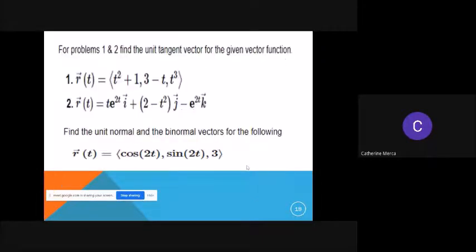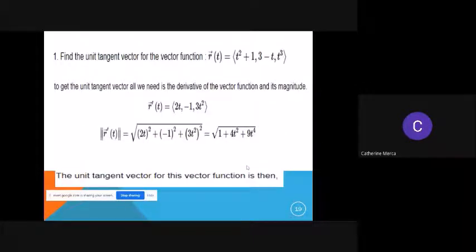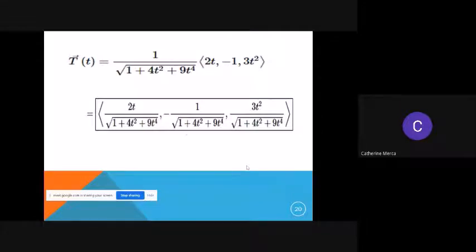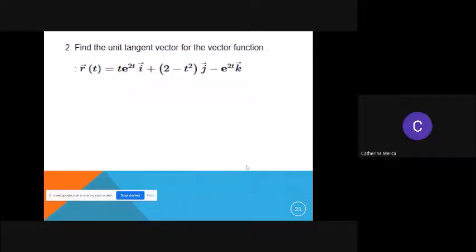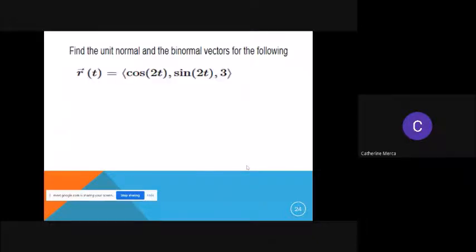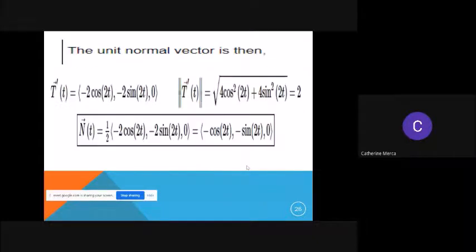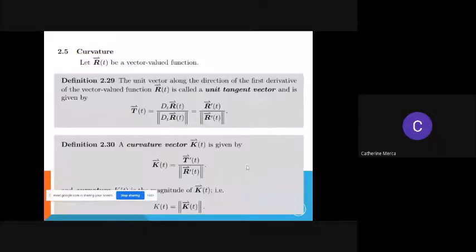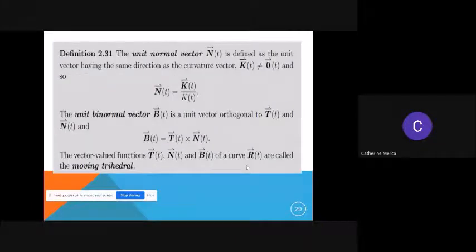Find t squared, 1 plus 3, minus t cubed. So this is an example. You can take a look at this example later on. Yan yung solution. Number 2. Example yan. Kailangan pa ba siya i-explain? Hindi na siguro. Okay na siguro. 29 hanggang anong page ba?